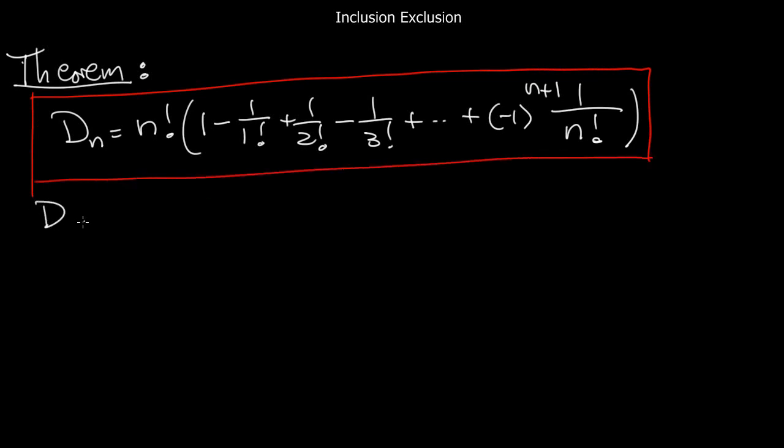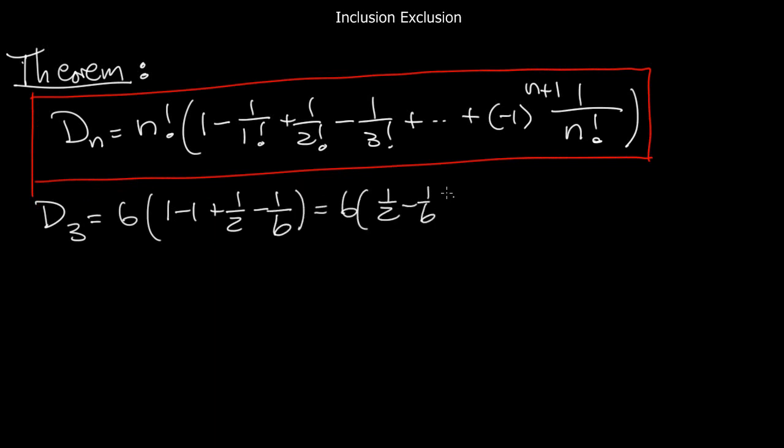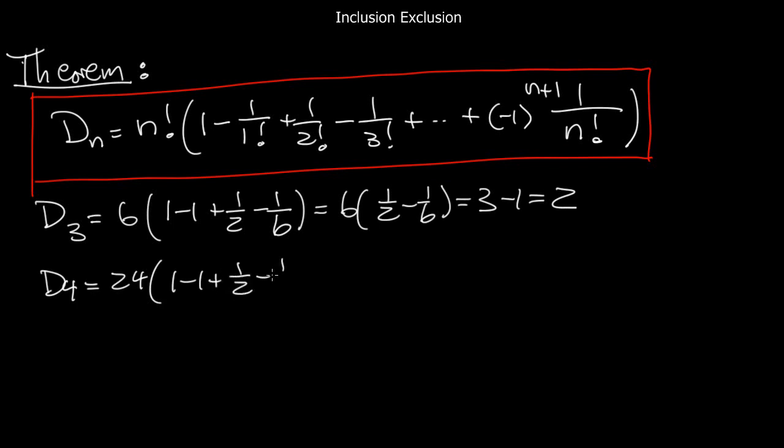Okay, so let's just check. For example, D3 is 6 times 1 minus 1 plus 1/2 minus a sixth, which is to say 6 times 1/2 minus a sixth, which is indeed 2. And D4 is 24 times 1 minus 1 plus 1/2 minus a sixth plus a 24th. If you work that out, that's equal to 12 minus 4 plus 1, which is equal to 9. Good.